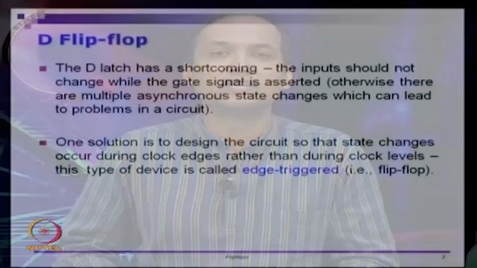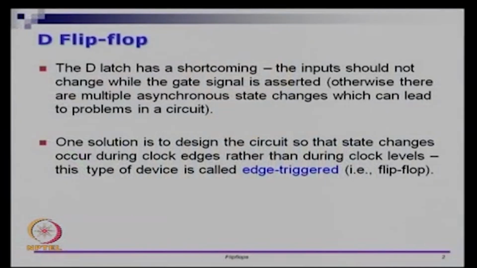The first thing we will start with is what is called a D flip flop. We saw that the D latch has a shortcoming. The input should not change while the gate signal is asserted. Otherwise, there are multiple events which can change, and you may not have a reference point with respect to the clock for that. Once the enable signal comes in, we don't want changes in D to go to Q. If we want to prohibit changes in D from going to Q, then the latch is not enough.